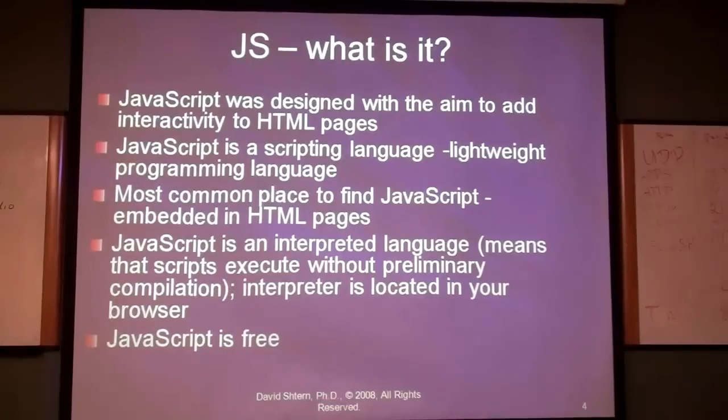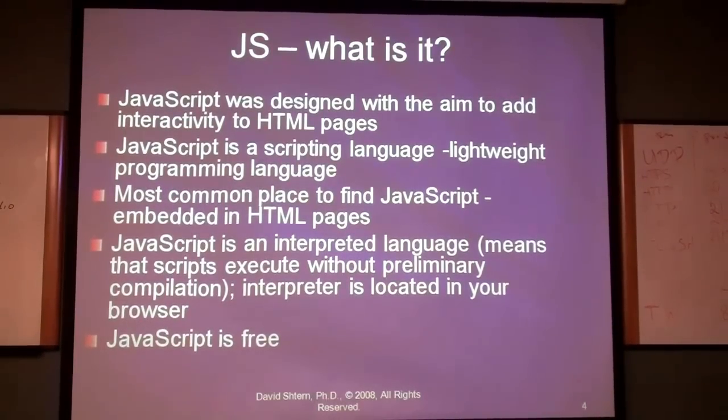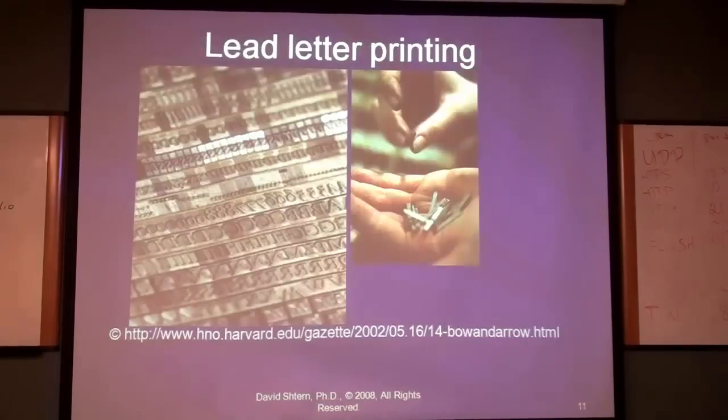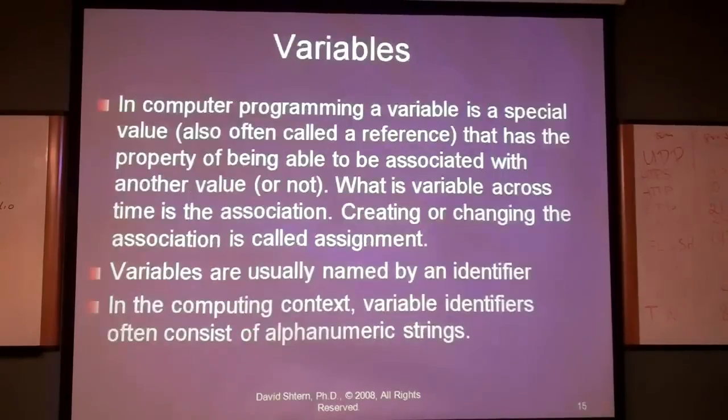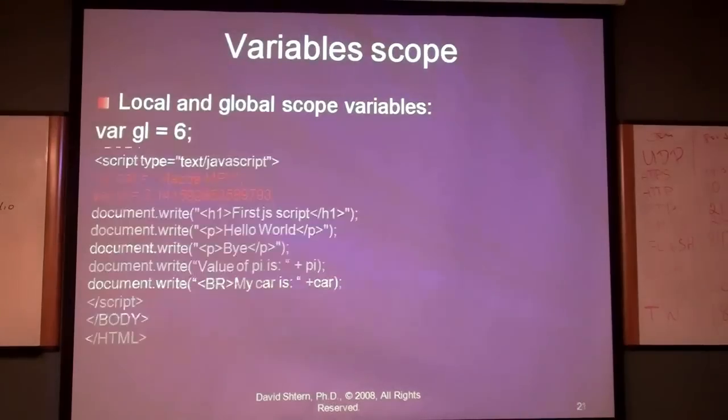JavaScript is basically, it was designed to add interactivity to HTML pages. It's a scripting language and interpreted language, and it's placed in HTML code most often. So it might be placed in a separate file as well. And it's object-oriented. Definitely, we covered object-oriented syntax. And also, it has variables, because without variables, no programming language can exist at all. We covered variables and scope.